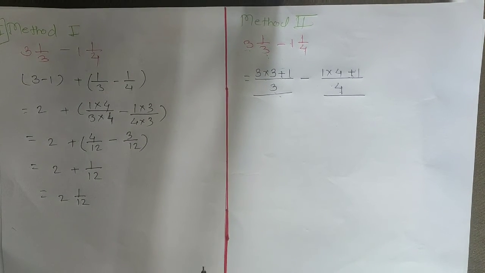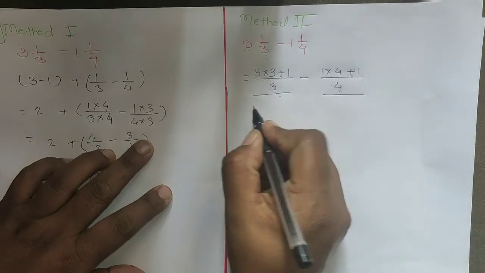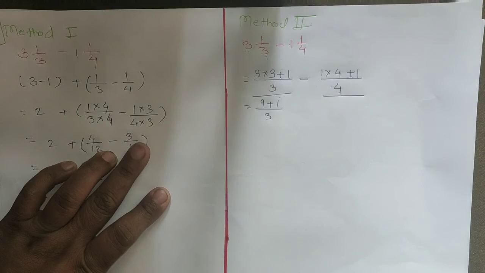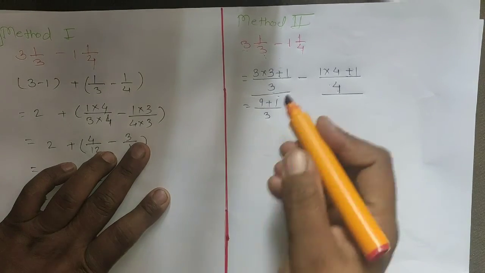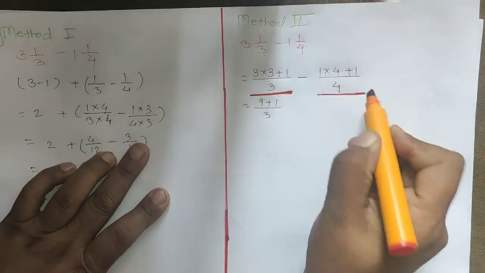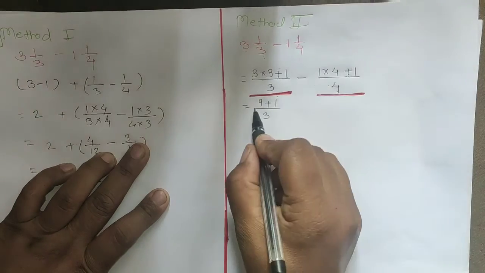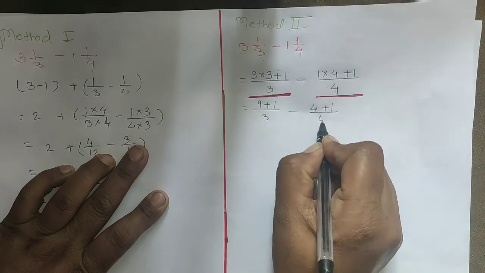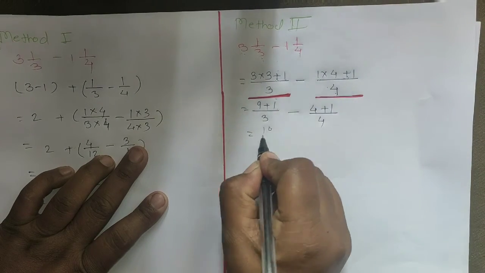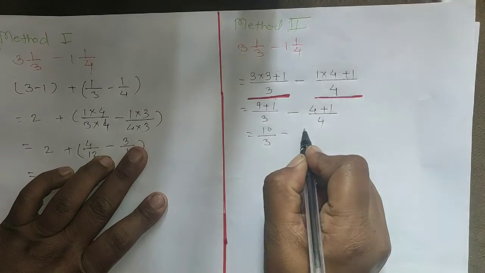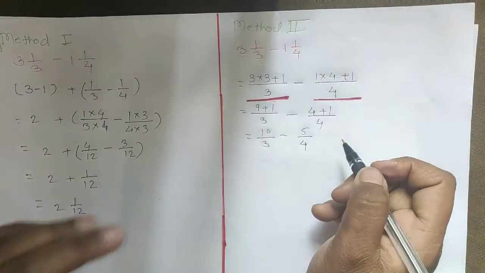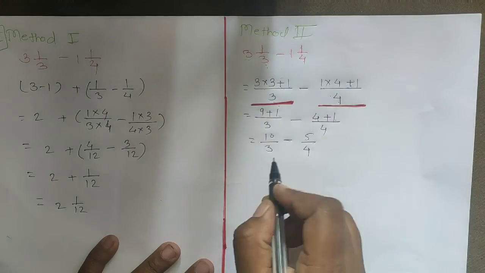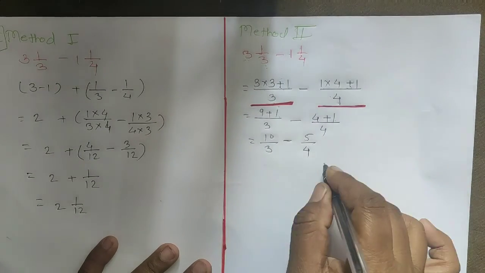Next step. So here 3 3s are 9 plus 1 equals 9 plus 1 upon 3. I will use dark color because you will get confused. So 9 plus 1 upon 3 minus 4 ones are 4 plus 1 upon 4. Now we will solve this. 9 plus 1 is 10 upon 3 minus 4 plus 1 is 5 upon 4. Now these two are fractions, and we have to do the subtraction of both.